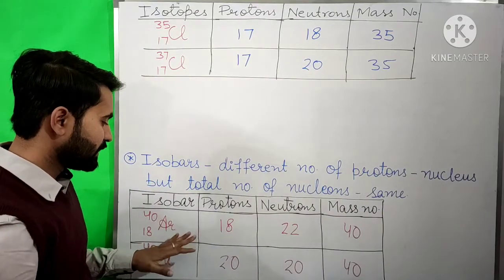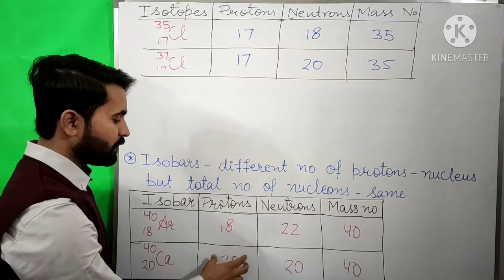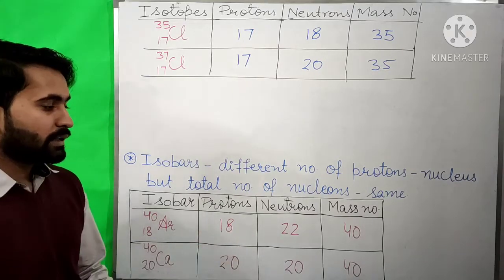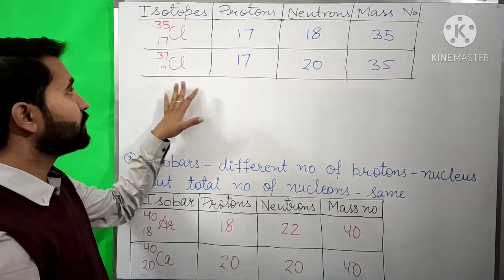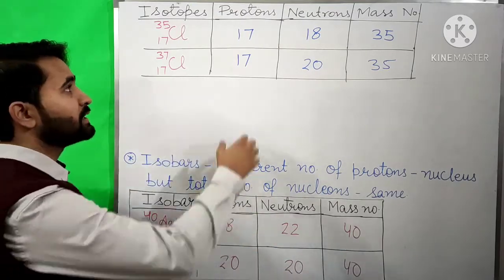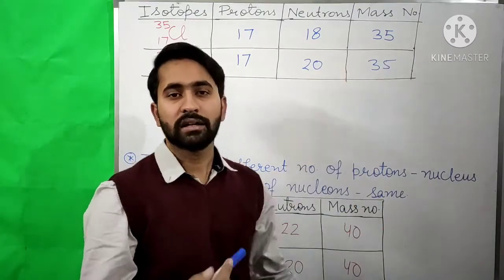So in the case of isobars, they have different numbers of protons, but their mass number is the same, whereas in the case of isotopes, they have the same number of protons, but their mass number is different.